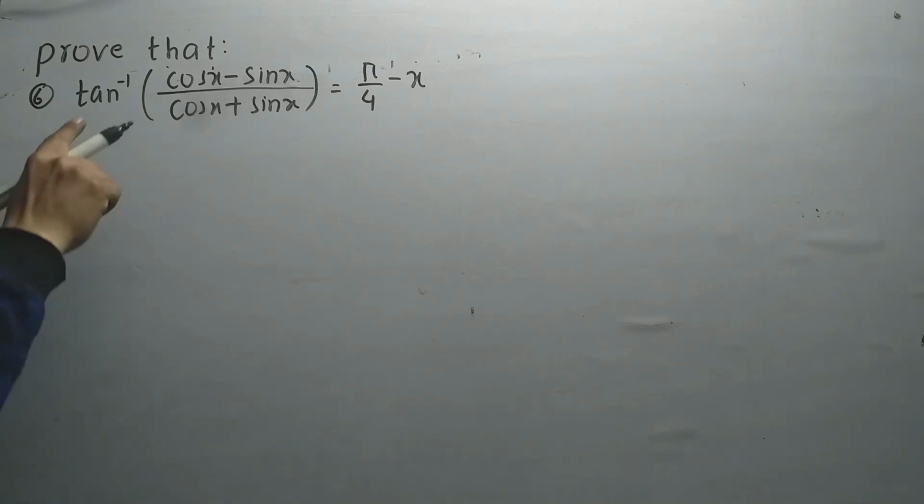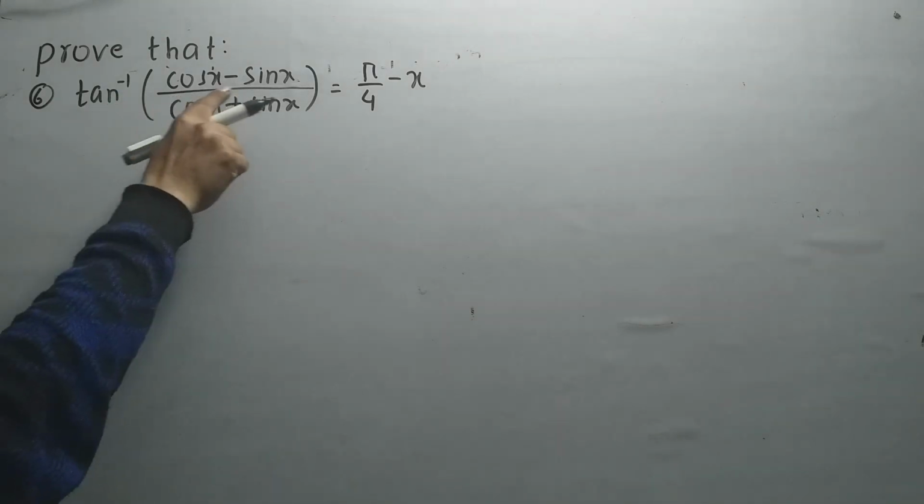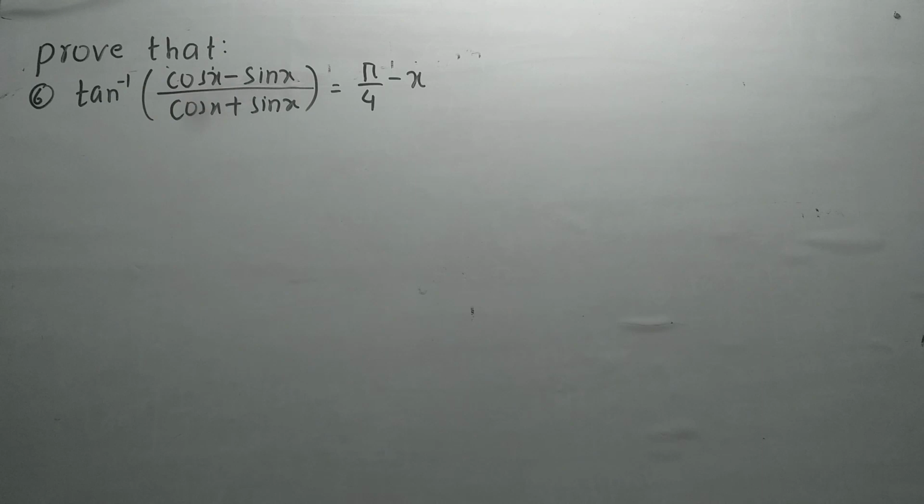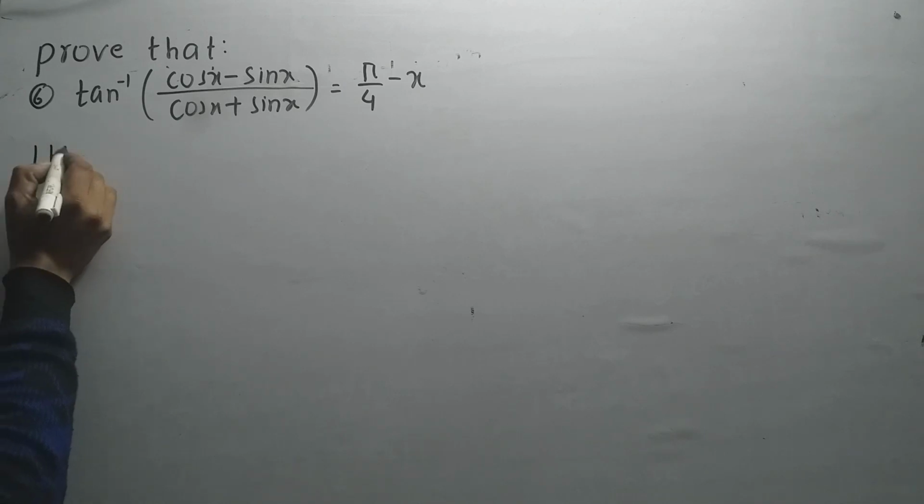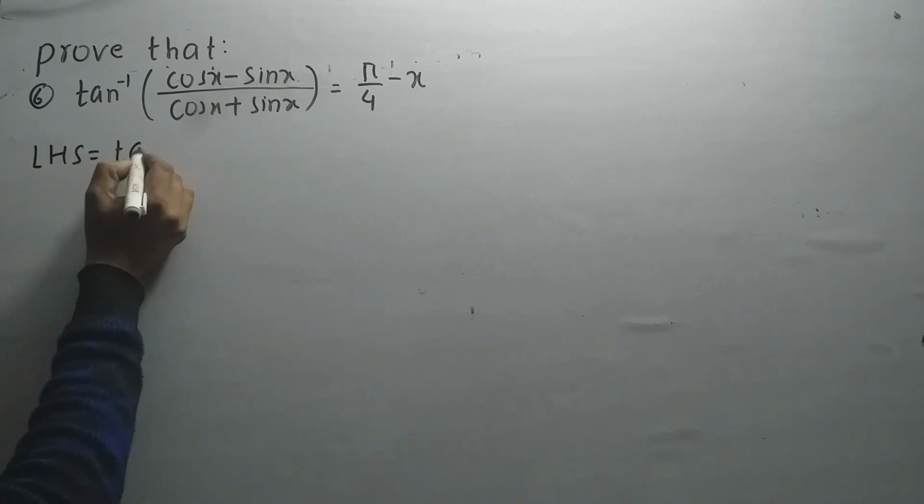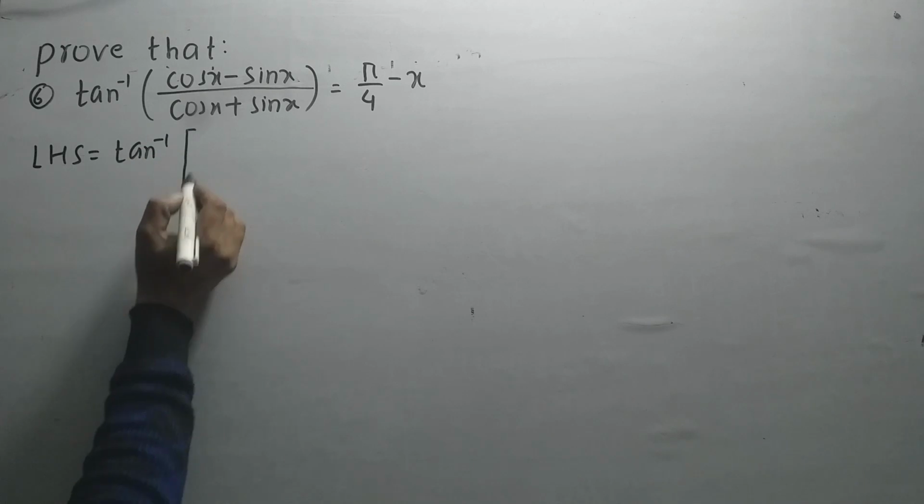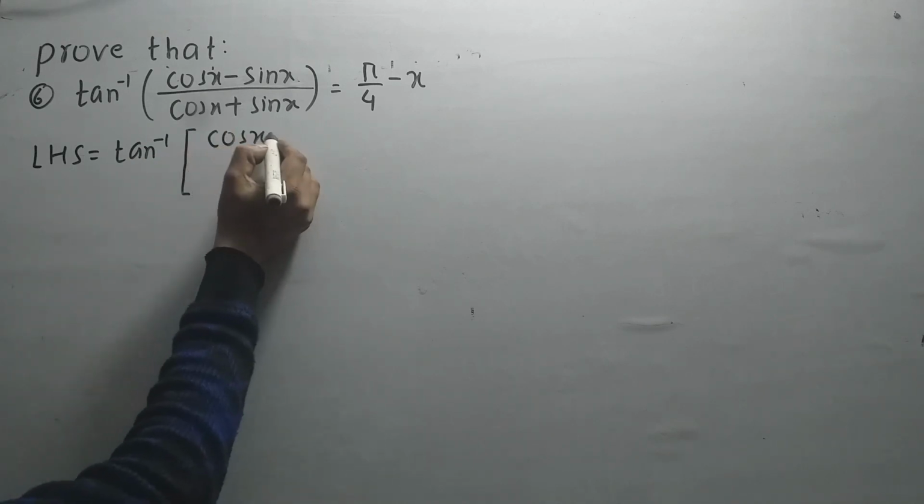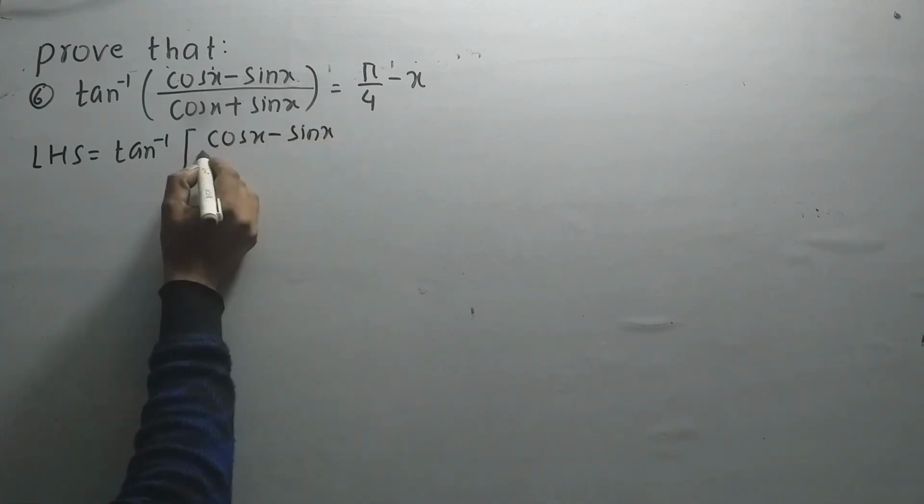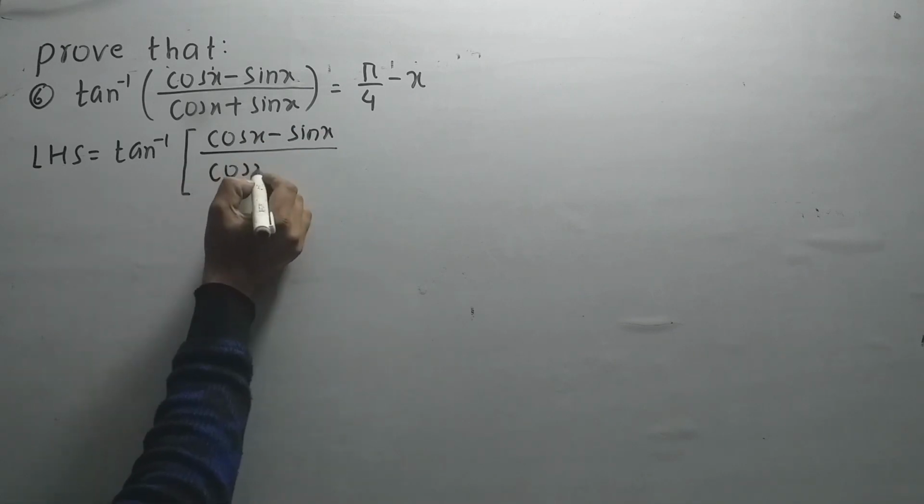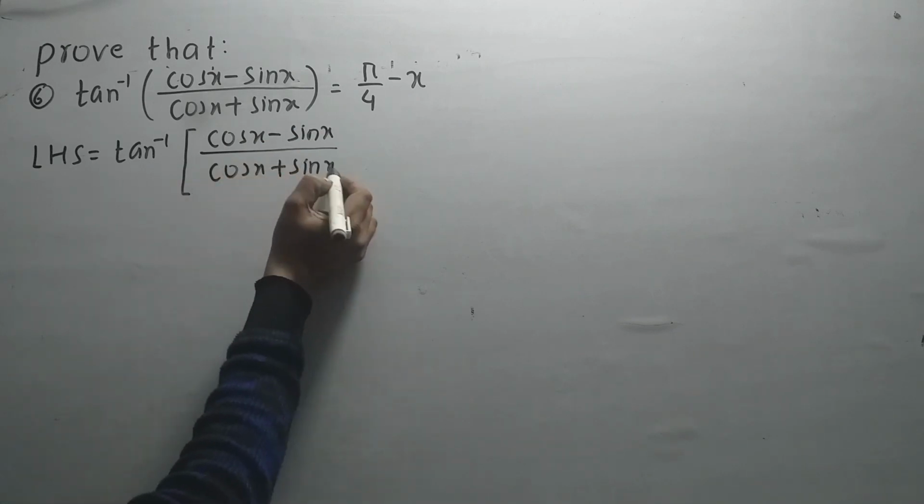Now you are asked to prove tan inverse of (cos x minus sin x) divided by (cos x plus sin x) equals pi by 4 minus x. So let me write here the left hand side: tan inverse of (cos x minus sin x) divided by (cos x plus sin x).